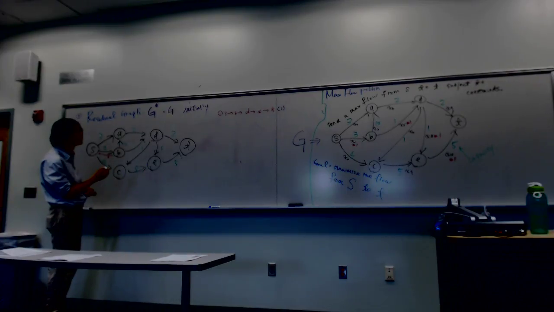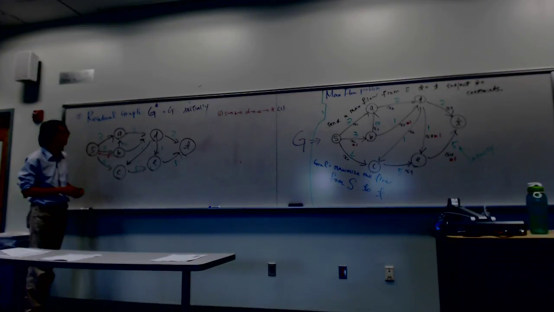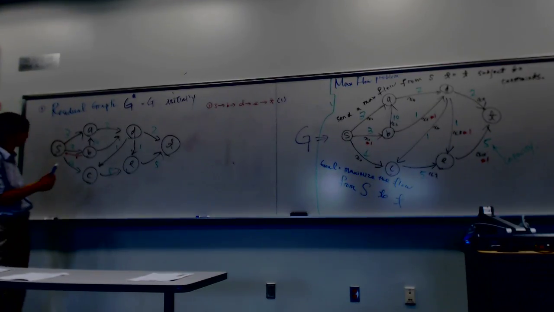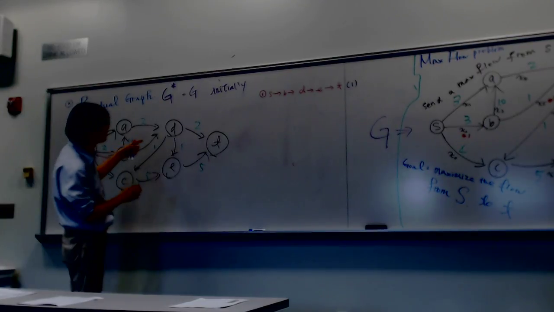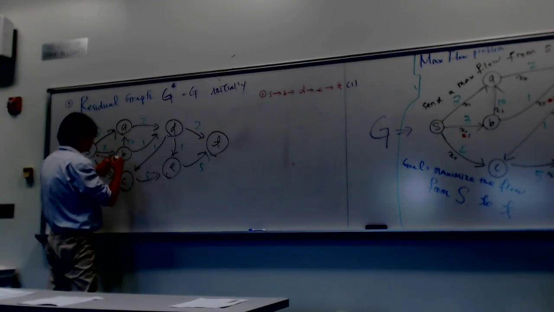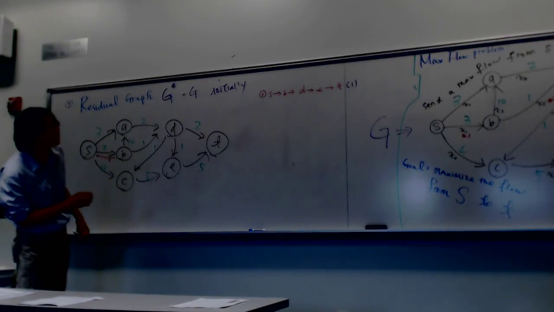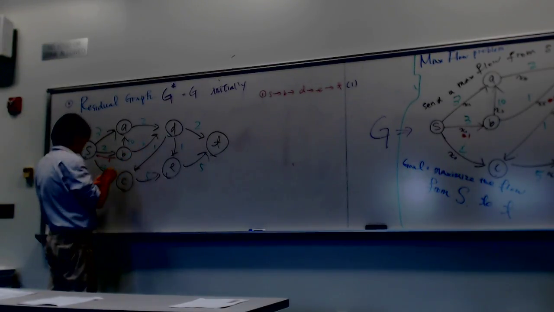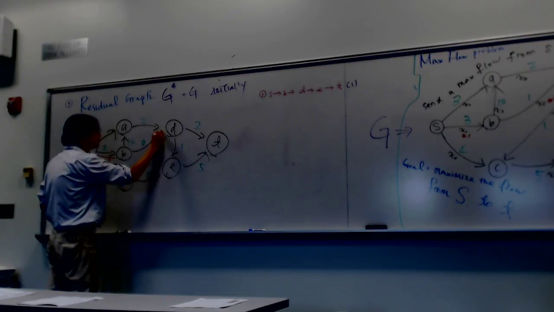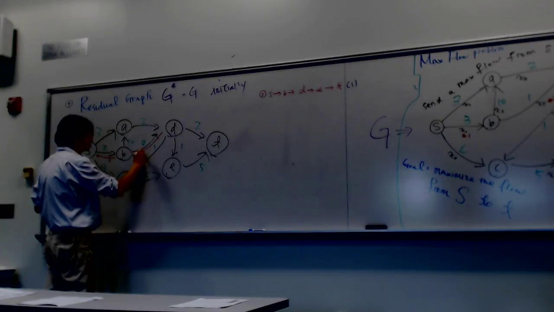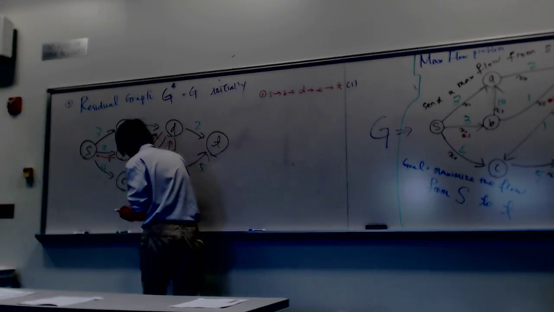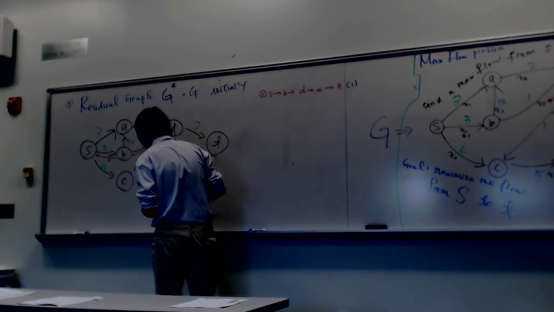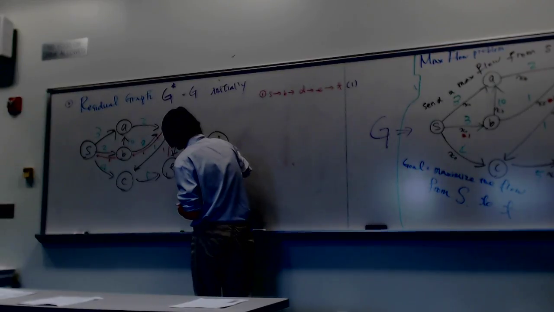So are you trying to cancel the bottleneck then by just sending that one back? No. We'll see that later. What's the capacity of this? This is one actually, right? So that becomes 0. And this is my canceling flow. Something here. That's 0. That becomes 4.